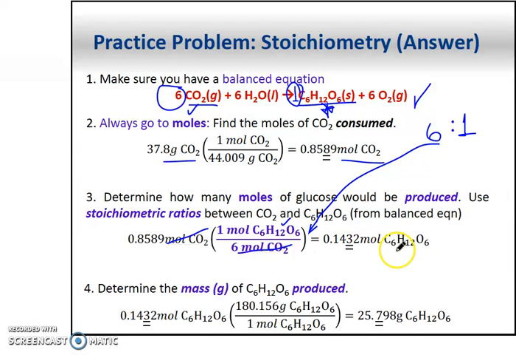So now that we know the number of moles of the glucose, we can just get the mass of glucose by using the molar mass of that particular substance. So we multiplied moles by the molecular mass of that, and then we end up finding the total mass of glucose.